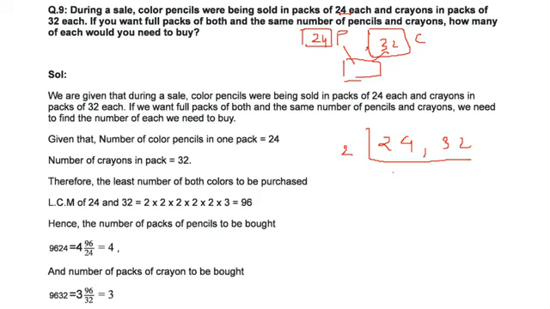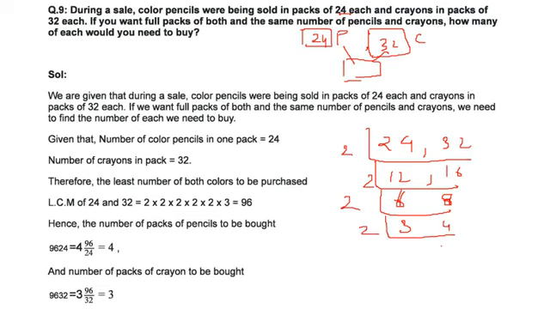2, 12 and 2, 16. Then 2 6 are 12, 2 8 are 16. Now let us apply 2 again. 2 3 are 6, 2 4 are 8, and then 2. So 2 2 are 4, 3 remains here. So 2 into 2 into 2 into 2 into 3 into 2, which is 96. So 96 is our LCM. This is how you just multiply all these numbers and you get the LCM. So now 96 is the LCM. The least number of both colors that can be purchased is 96.